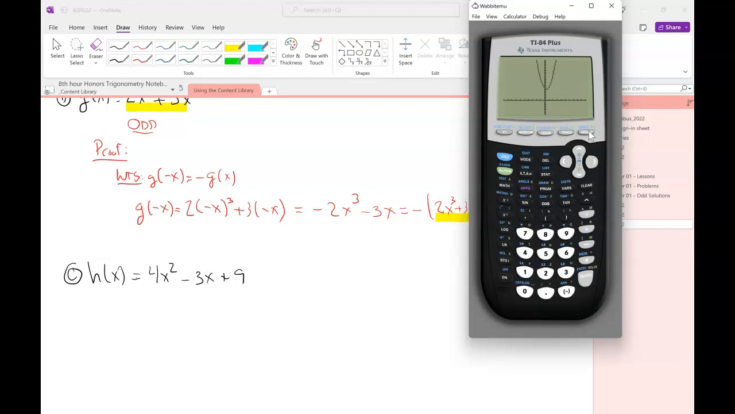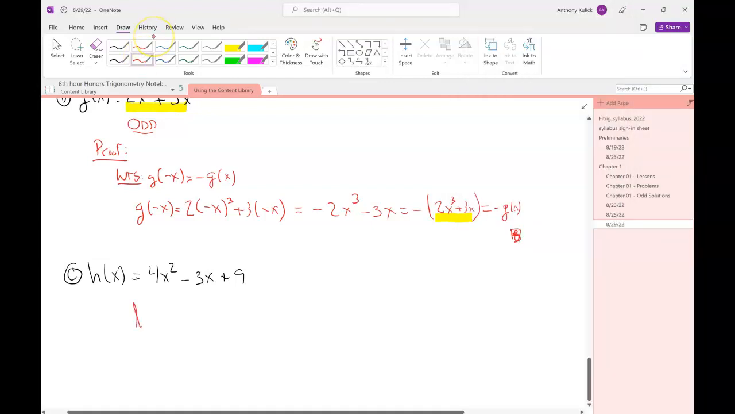Okay, odd, even, neither. What do we see? It's not even. Why is it not even? Look at the parabola. There's more of the parabola on the right side than the left side, isn't there? That's why it's not even. This is neither still. Everybody's cool? Okay. I just want to check, guys.